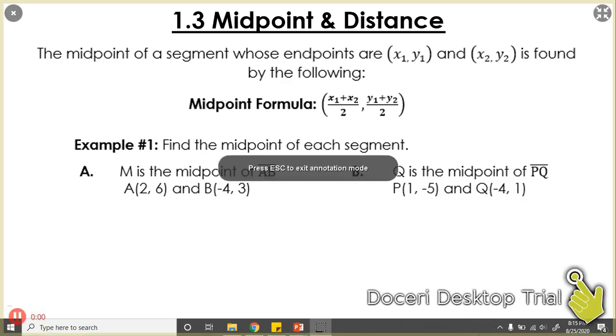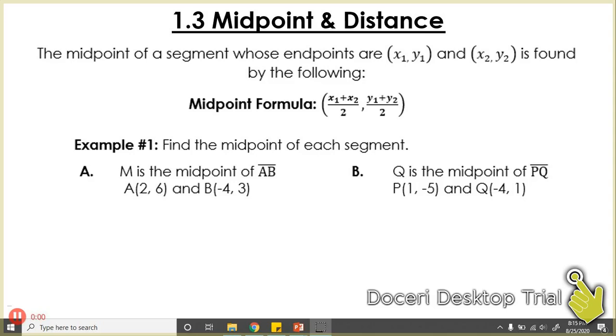Today's lesson is 1.3 midpoint and distance. After today's lesson, you should be able to find the midpoint of a line segment and the distance of a line segment. We've already talked about midpoint. Midpoint is in the exact middle.